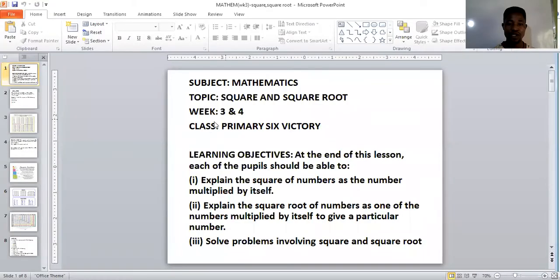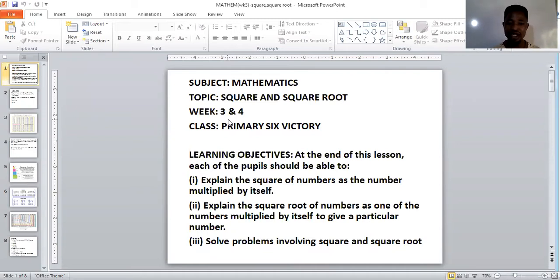All right, our subject today is mathematics, and the topic we shall be treating is square and square root. It's for week 3 and 4.